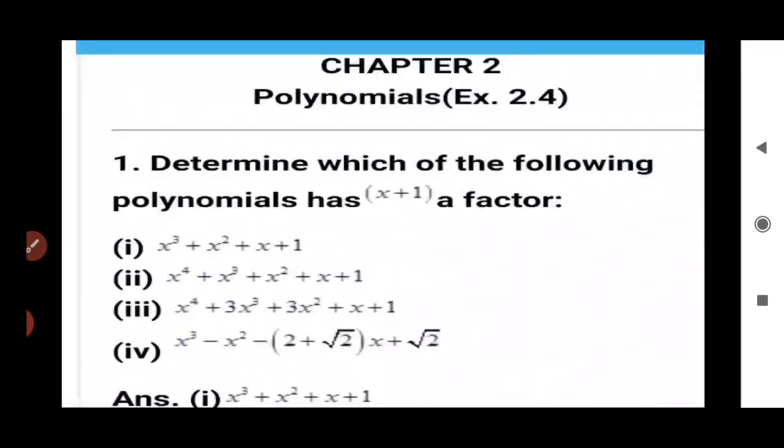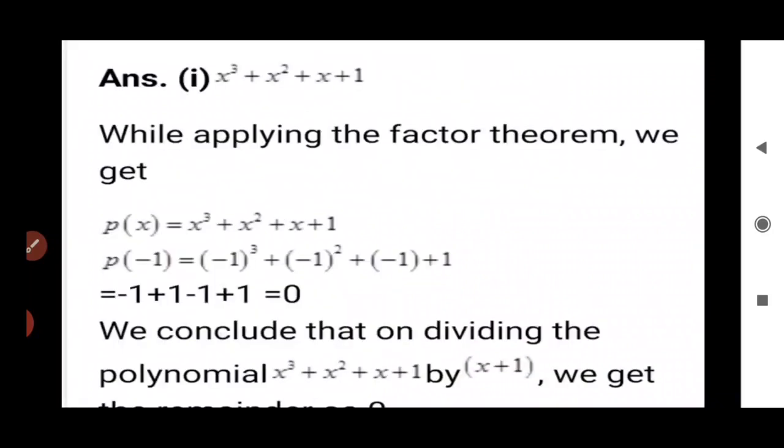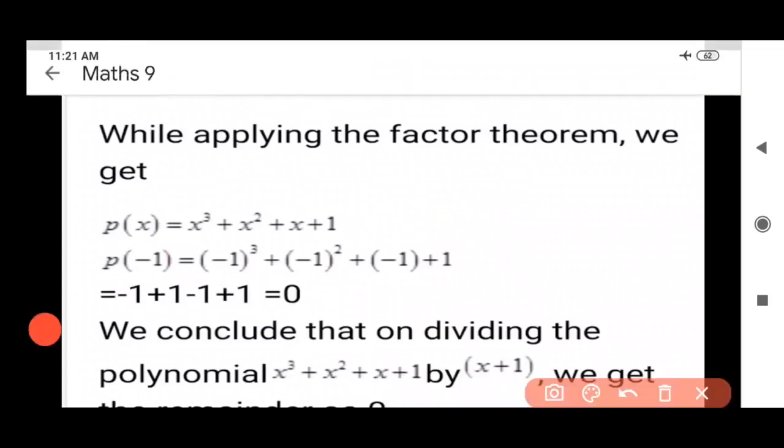Chapter 2, Polynomials, exercise 2.4. Determine which of the following polynomials has x plus 1 as a factor. Case 1: x cube plus x squared plus x plus 1. Second one: x power 4 plus x cube plus x squared plus x plus 1. Solve the first one. Answer: x cube plus x squared plus x plus 1.